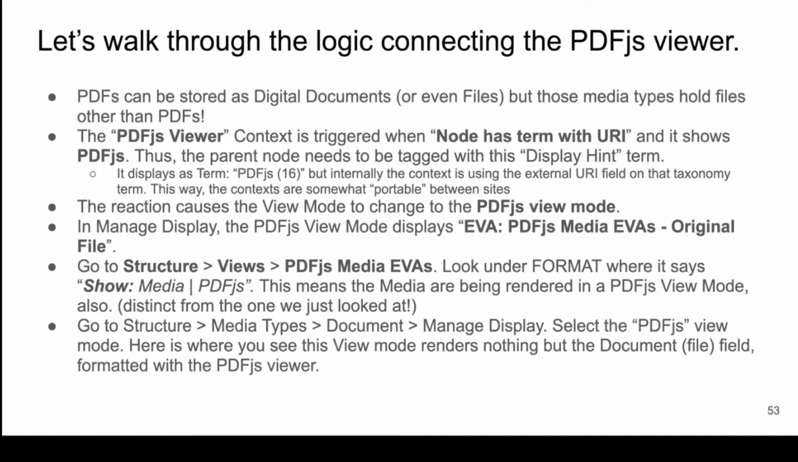I want to walk you through how we tell Islandora to use PDF.js. PDF.js is that inline PDF viewer that you've seen on some websites. The way that we do it is through a large combination of stuff. First, when you're storing a PDF into Islandora, you can store it as a media typed digital document. You can also probably store it as a file. But those media types hold other things than just PDFs. So we're only going to want to use PDF.js in specific cases.